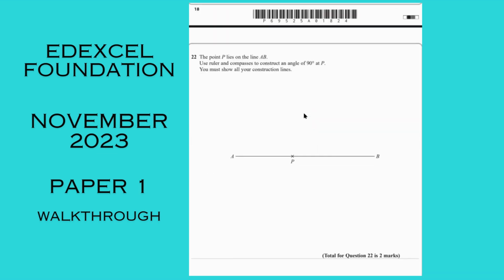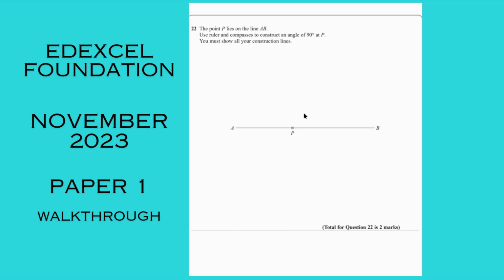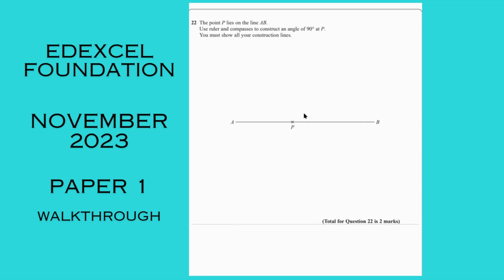Number 22. This is where I can't use a pair of compasses, so I'll just talk you through it. Set your compasses so that they are this far apart. So point to point is A to P, and put your metal bit on P and make an arc over there. So basically we're ignoring B.